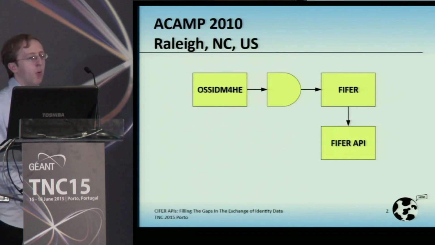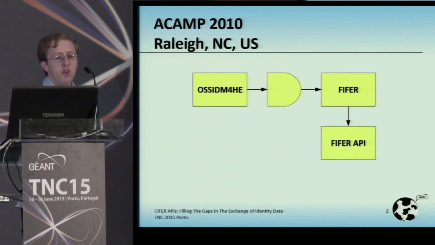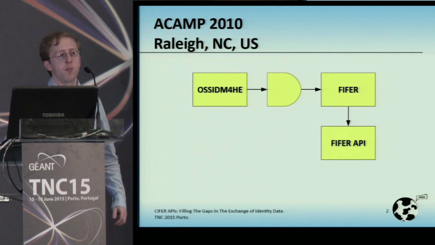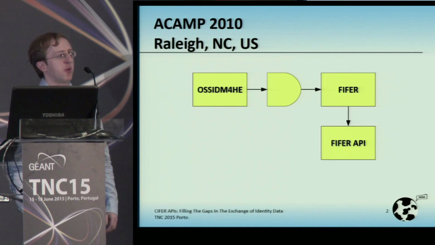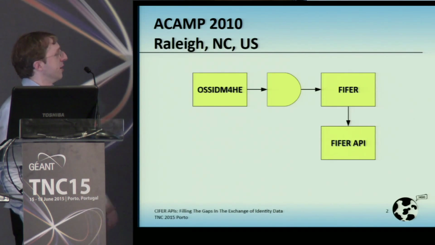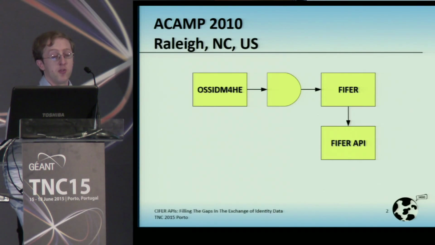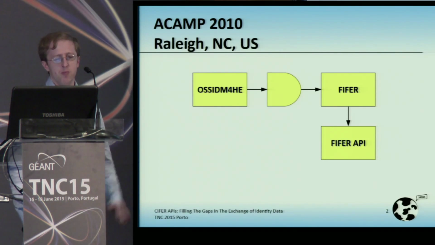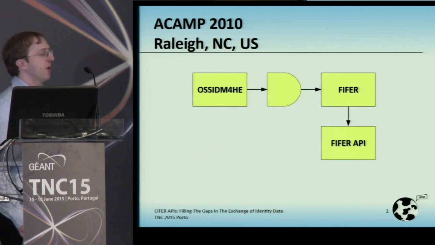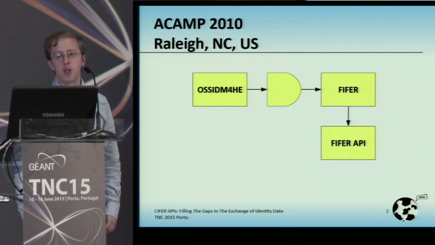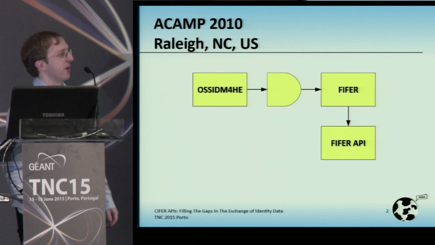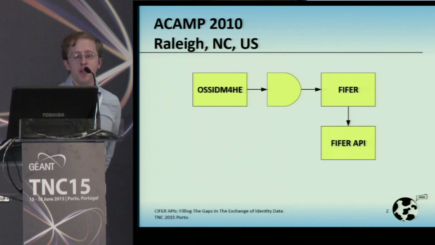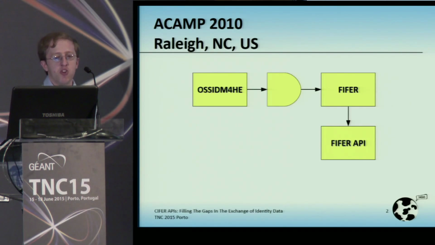But there were certain things that weren't there. And we thought, well, we should come up with some approach to help fix this problem. And so we didn't know what to call it. Originally we called it OSS IDM 4HE, open source software identity... I don't even remember at this point. Something like that. And we thought it was a terrible name, so some time passed and we came up with Pfeiffer, which in retrospect was also a terrible name. The Free Identity Framework for Education and Research.